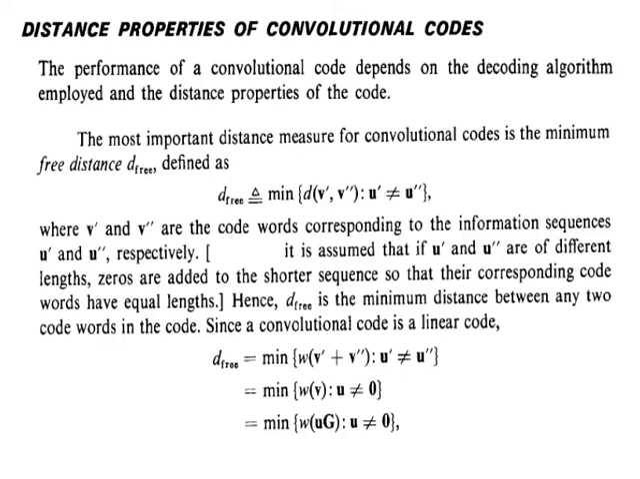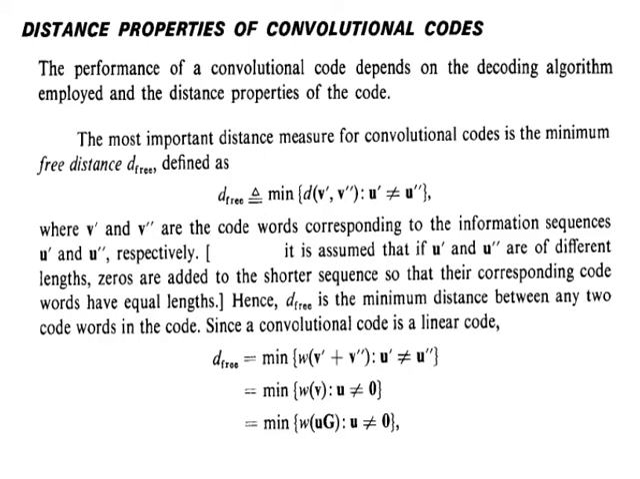So we can see that the minimum distance is the minimum of weight of v dash plus v double dash, where u dash is not equal to u double dash. That means v dash depends on u dash and v double dash depends on u double dash, and u dash and u double dash are not equal. So we have two entirely different code words. Then the minimum distance between them is called d free or minimum free distance.